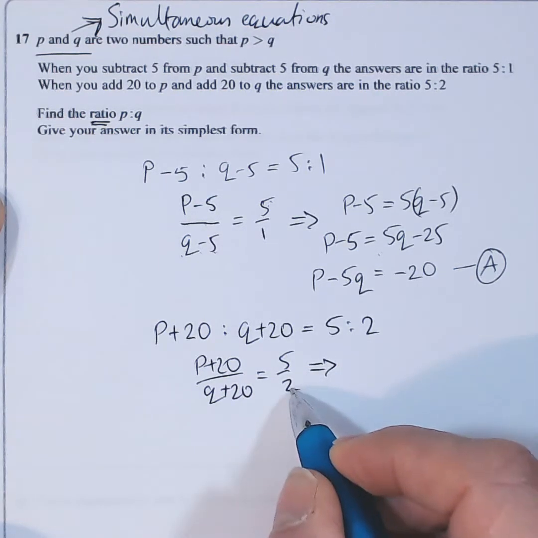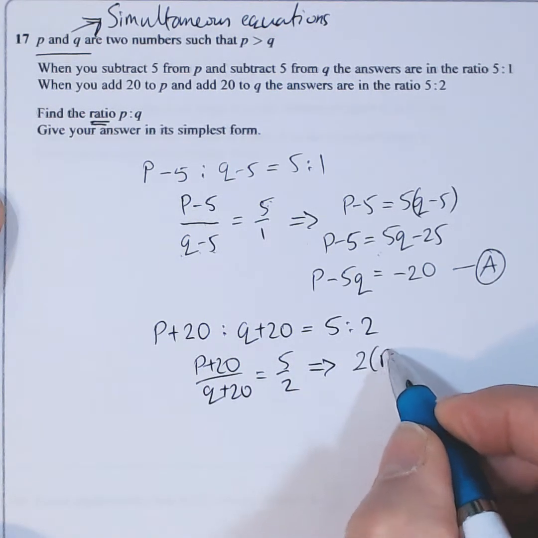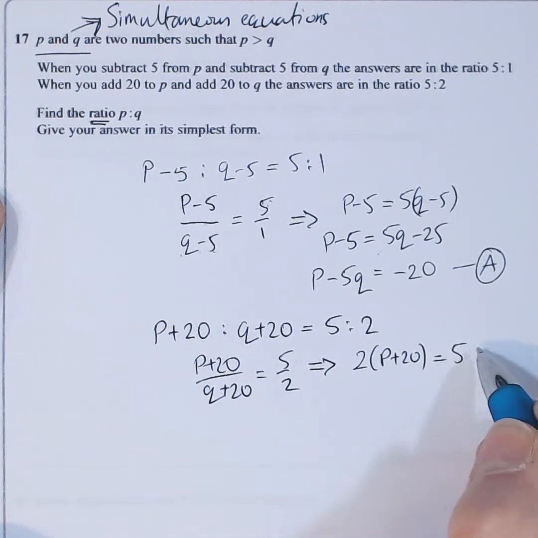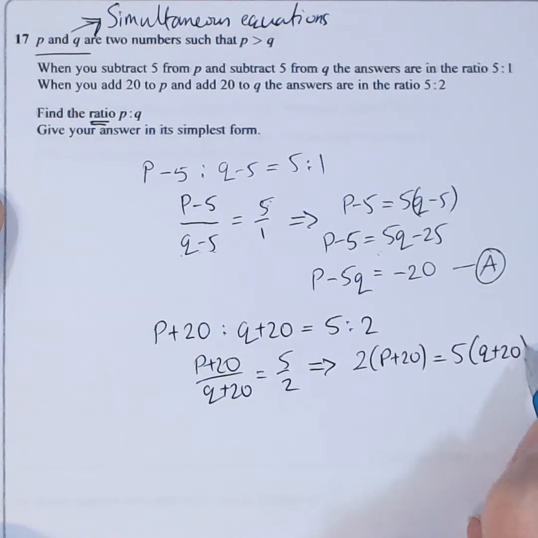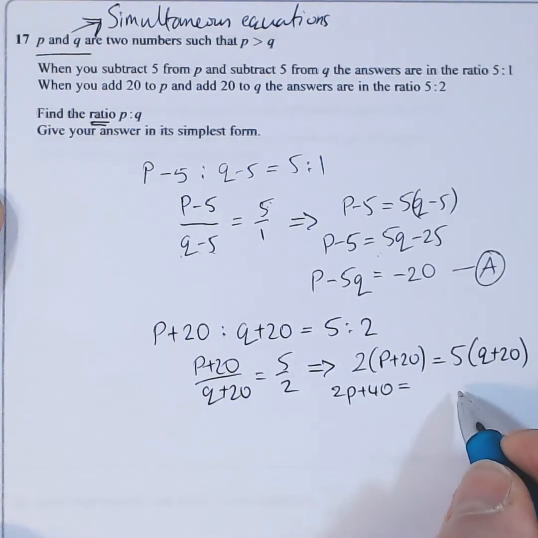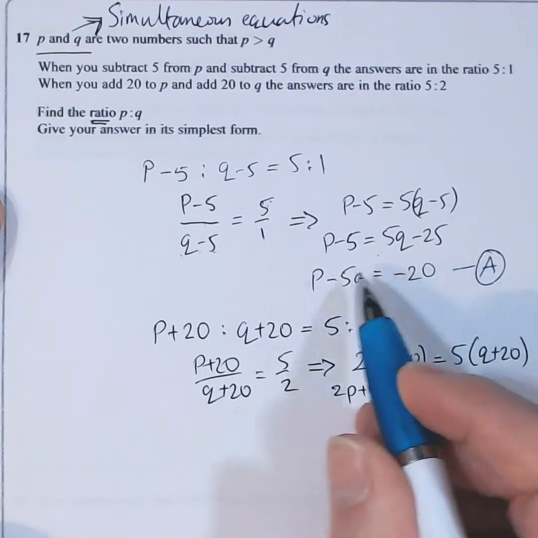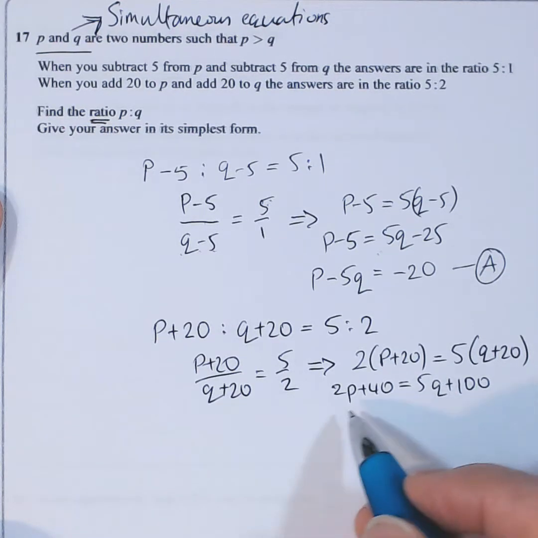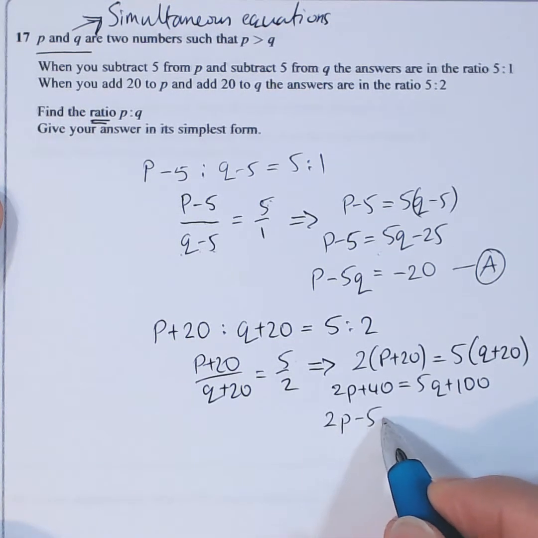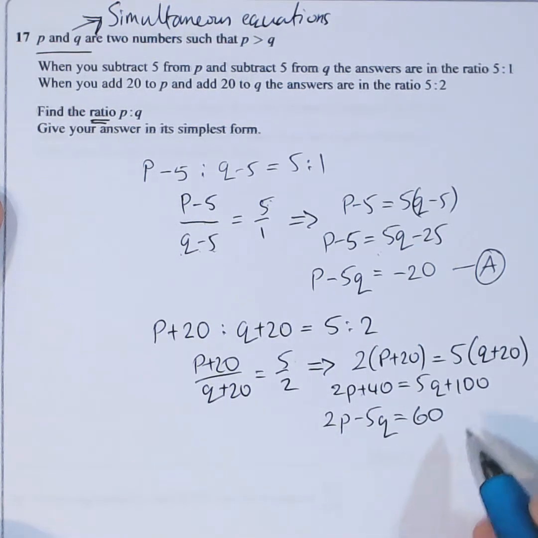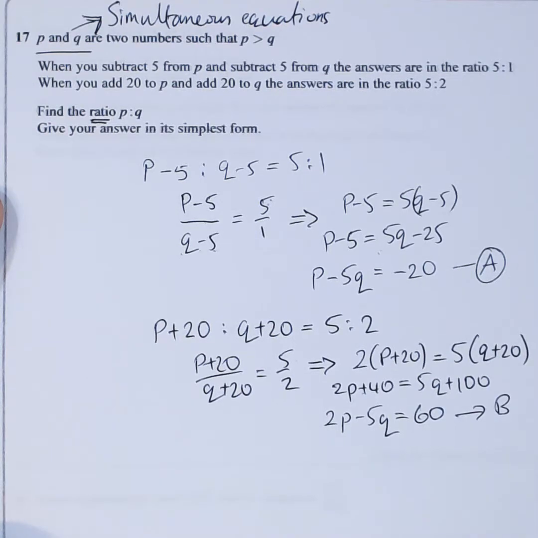That's going to then allow us to times by 2, times by 5, and expand the brackets. And again, just like before, we want to have the letter terms on one side and the numbers on the other side. So we're going to take away 5Q and we're going to take away 40, the opposite of adding 40. So we now have got our two simultaneous equations.